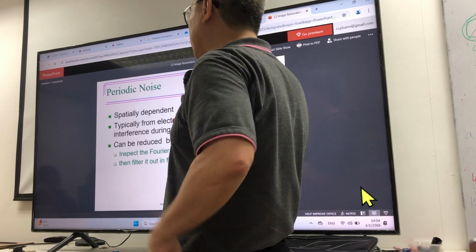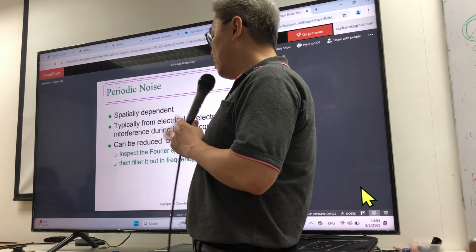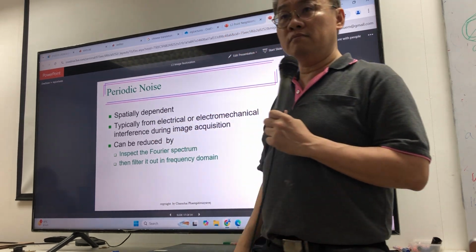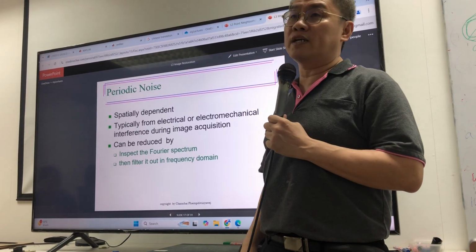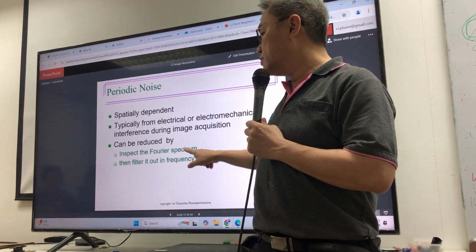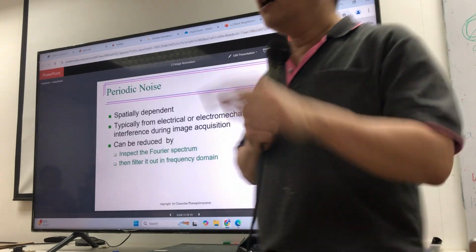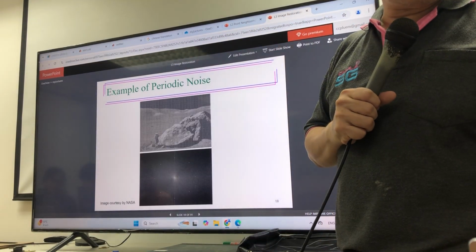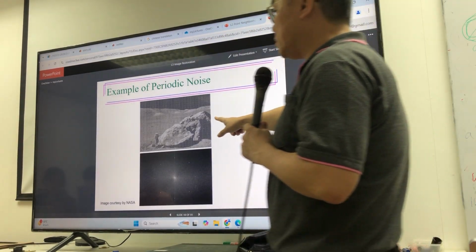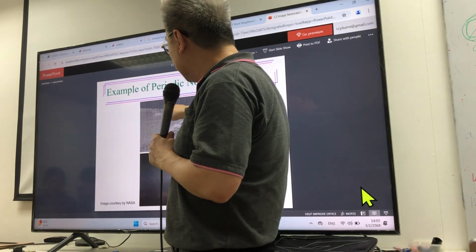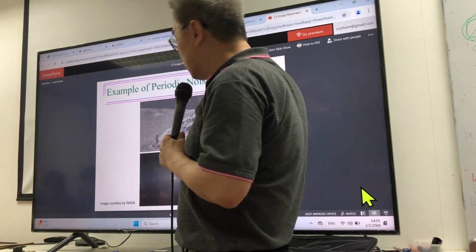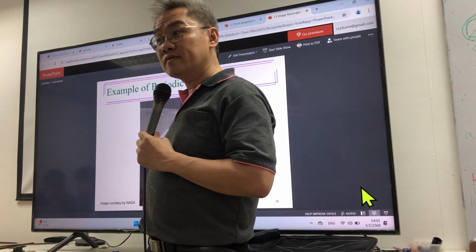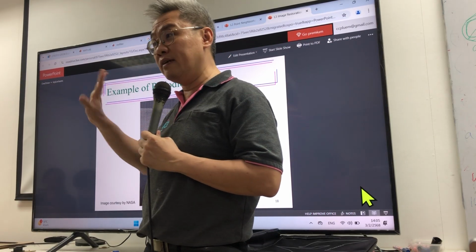Another kind of noise is spatially dependent, which is periodic noise. Usually we can see periodic noise in the Fourier spectrum, and then we can use a notch filter to get rid of it. We'll learn that in this class. This is the periodic noise. You can see the pattern. It has horizontal lines and vertical lines.